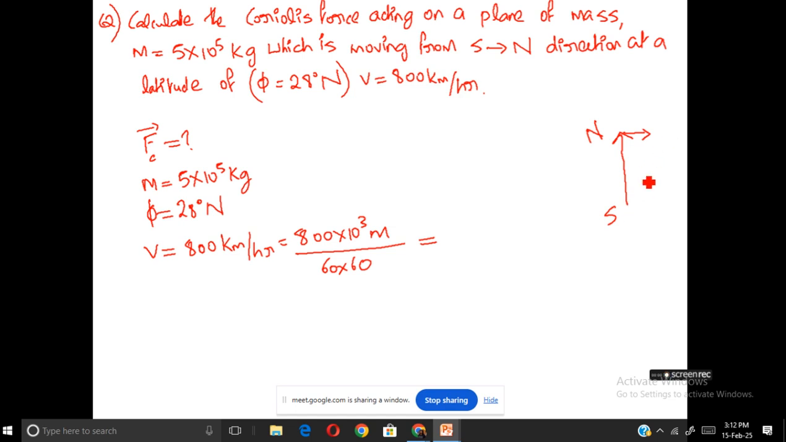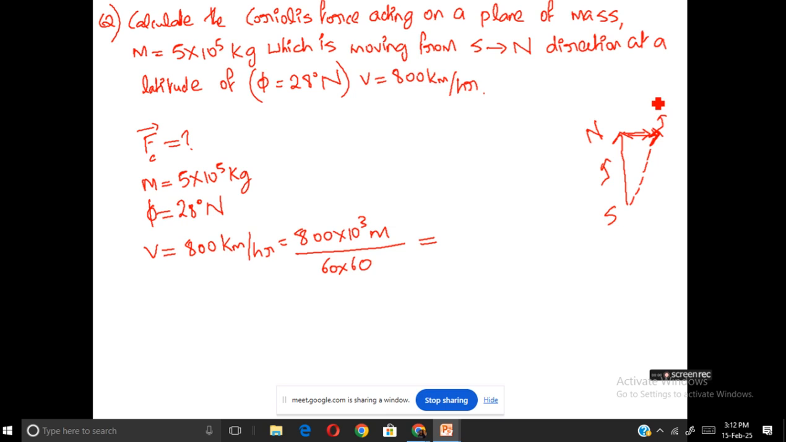So it will be acting in this direction. It will basically make the plane deviate towards here like this. The Coriolis force will be acting along this direction. So this is basically the j direction. We have v. This is basically the i direction.